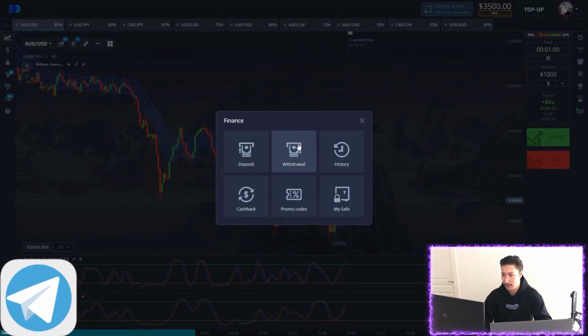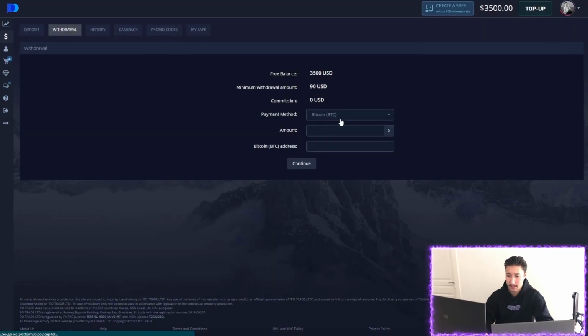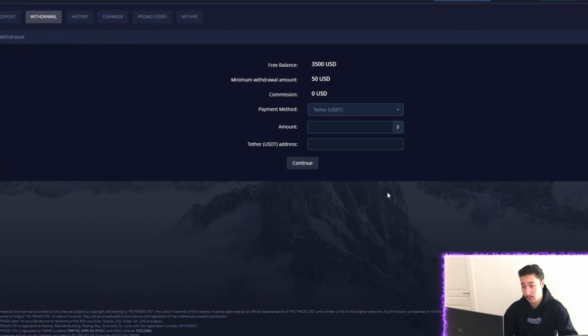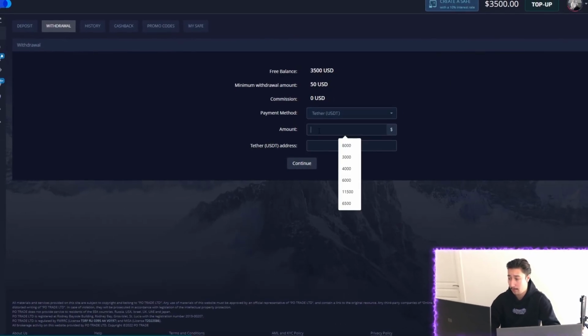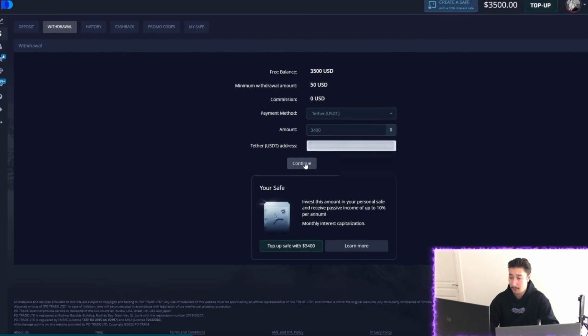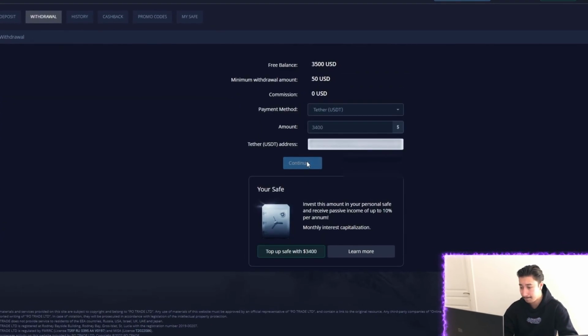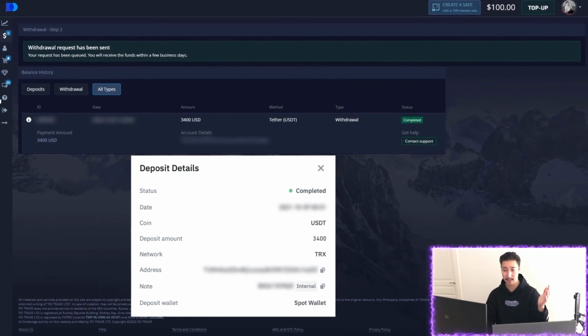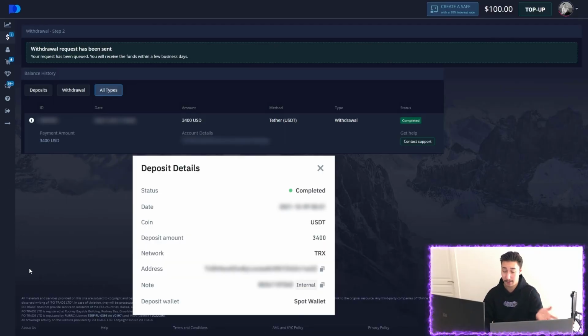So let's move on to withdrawal, my favorite part, and let's fix the profit, I guess. Let's withdraw $3,400 and press the continue button. Overall, the transaction is being processed. I'll attach the screen where it's done, of course.